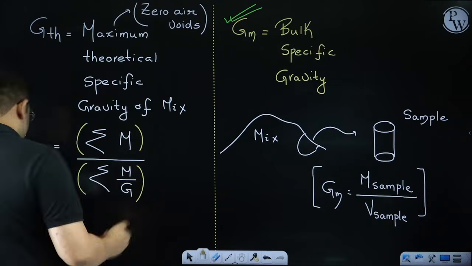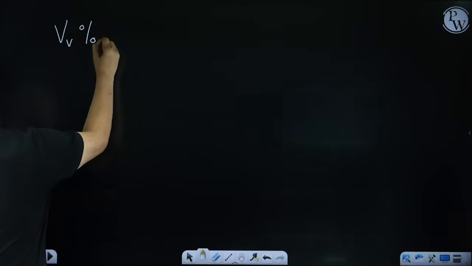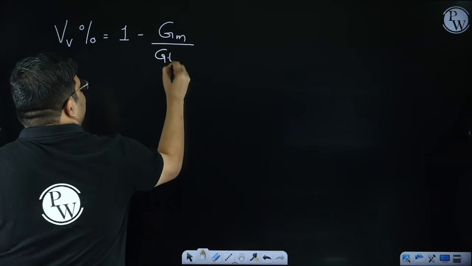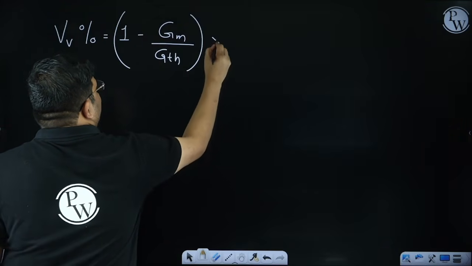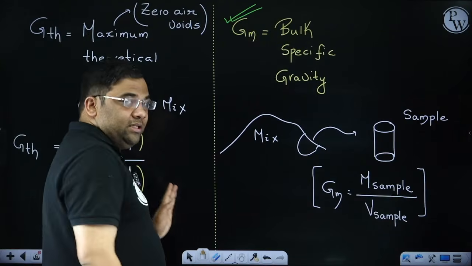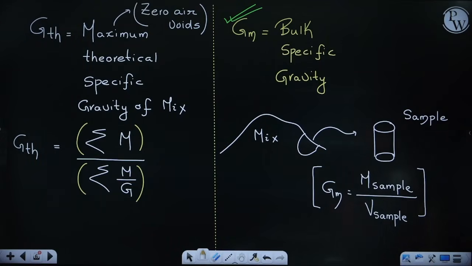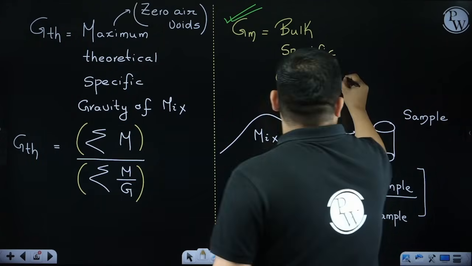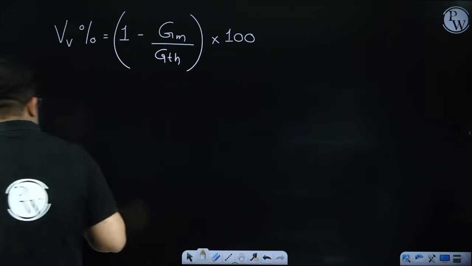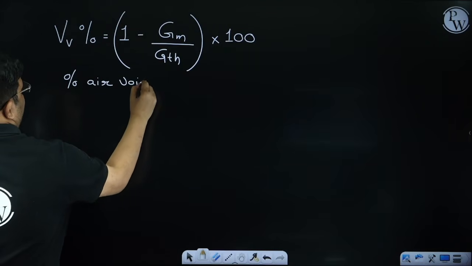So you can calculate both of them, and from both of them I can find out the percentage air voids. Very simple. It is equal to 1 minus Gm by Gth into 100. By using this formula, I can find out the percentage air voids. Very simple, right? I find out the maximum theoretical specific gravity, and then the bulk specific gravity of the mix, by preparing a sample and then taking the mass of sample and volume of sample. And from here I can find out the percentage air voids.